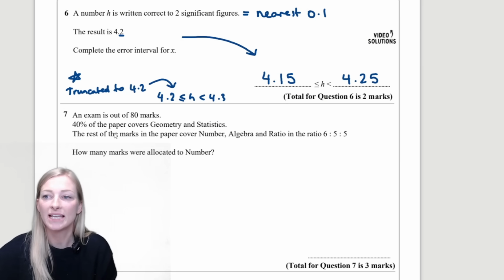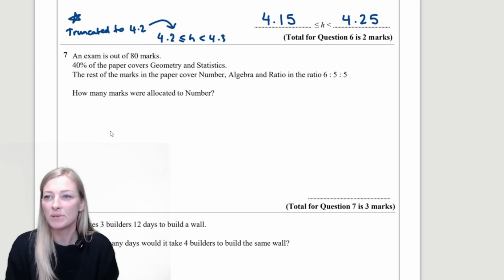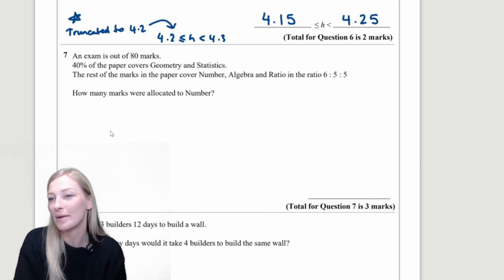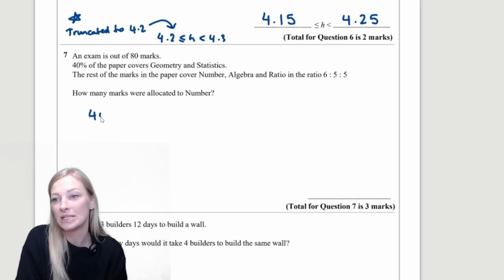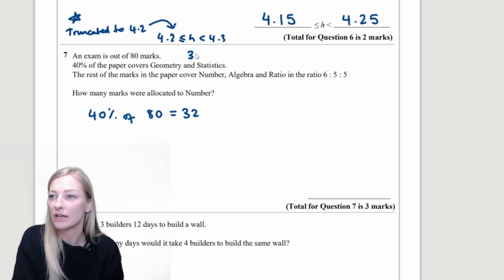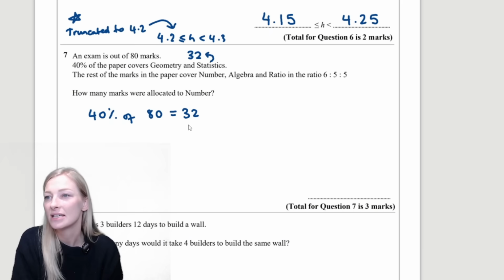Question number 7, an exam is out of 80 marks. 40% of the paper covers geometry and statistics. The rest of the marks in the paper cover number, algebra, and ratio in the ratio 6 to 5 to 5. How many marks were allocated to number? So let's start by doing 40% of 80, and that is 32. So we know 32 marks are going to geometry and statistics, and the rest of the marks, 48, because I'm doing 80, take away 32 to get 48.